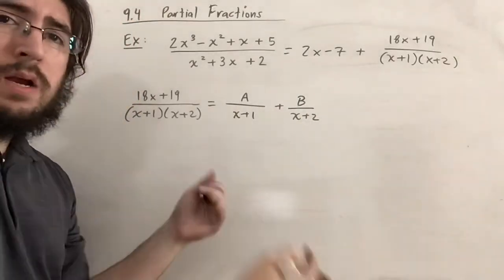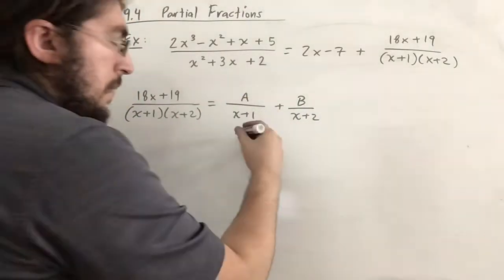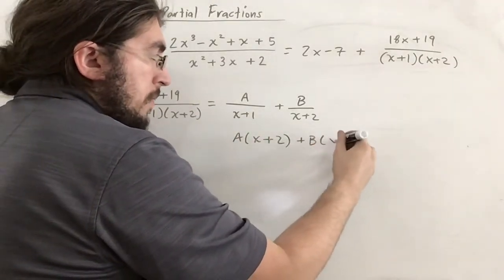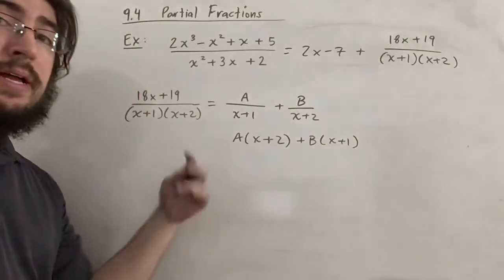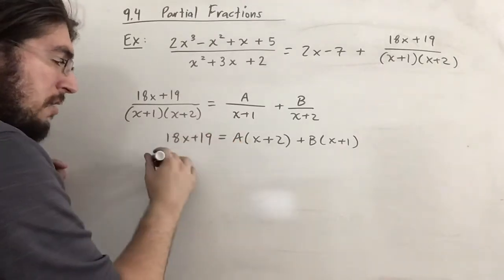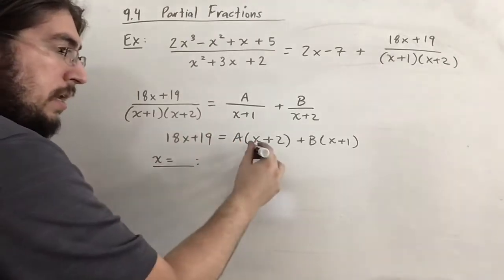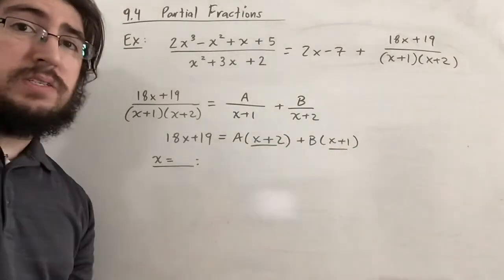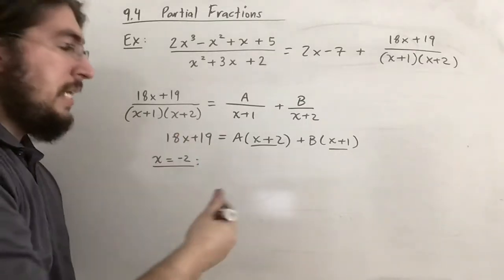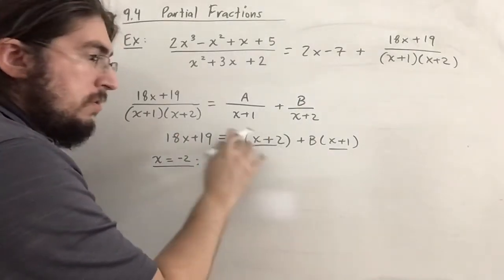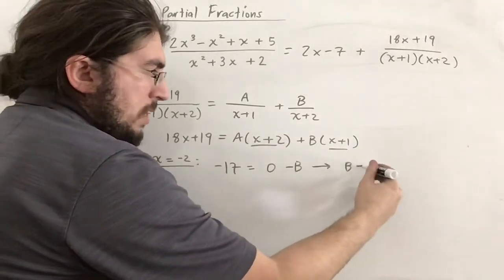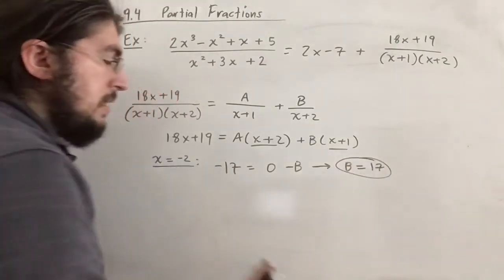If we combine these into one by multiplying by opposite denominators, we get this equation: a times x plus 2 plus b times x plus 1, as the numerator, is equal to the original numerator, 18x plus 19. And now using Heaviside's method, we can plug in x such that one of these factors is 0. When x is negative 2, on this side we get negative 36 plus 19, which is negative 17, equals, that goes to 0, that'll be negative b. So dividing by negative 1 gives us b is positive 17, great.